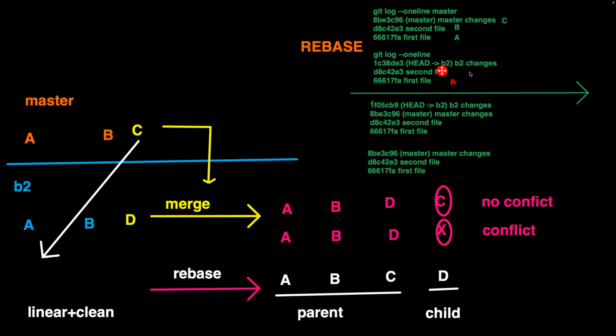Let me put here commit A, commit B, commit D of B2, right? And this is for which branch? Yeah, this is for commit A, commit B, commit C, and commit D. Log of B2. This is log of master, which would be the same. Commit A, commit B, commit C. Log of master doesn't change. This is the log of master.